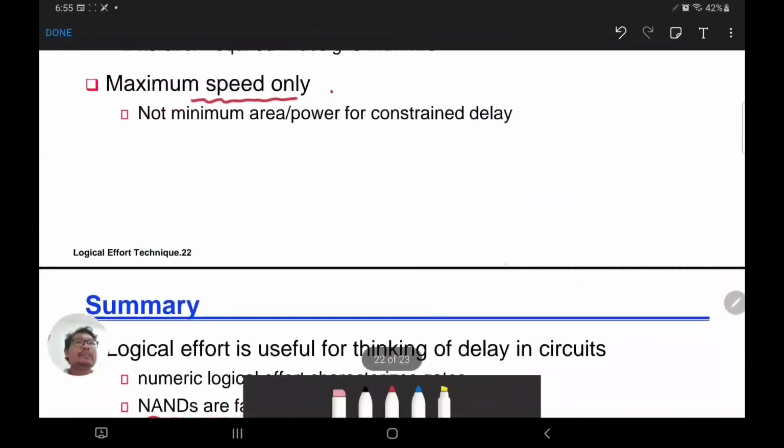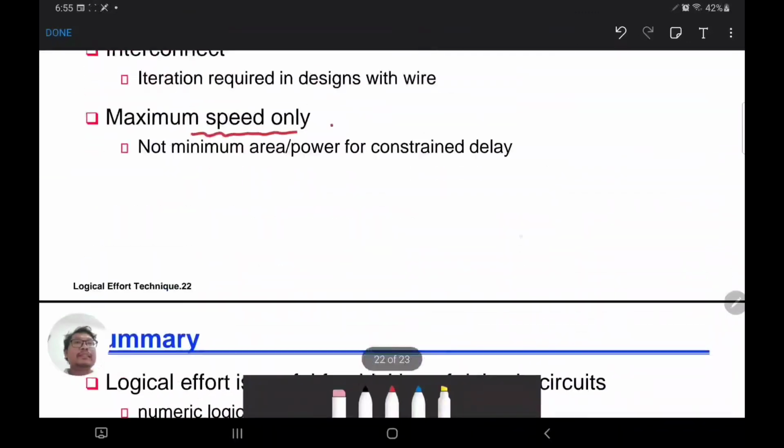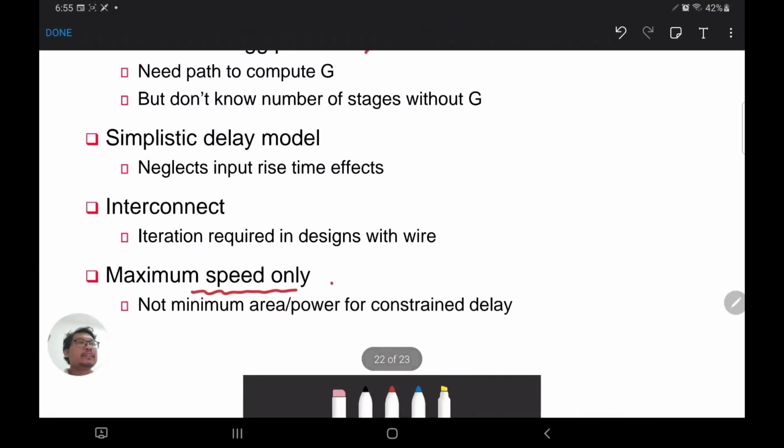So we're done with the logical effort chapters, and we have one more topic to go for this semester, which is power analysis, which we'll cover in the next video.